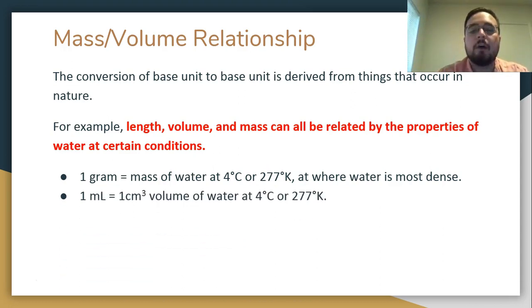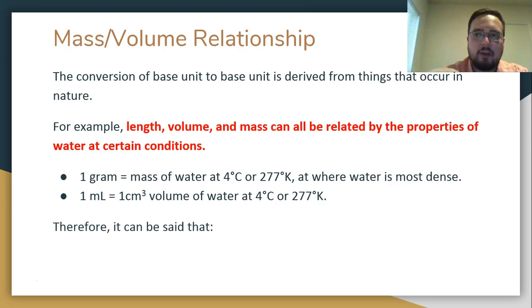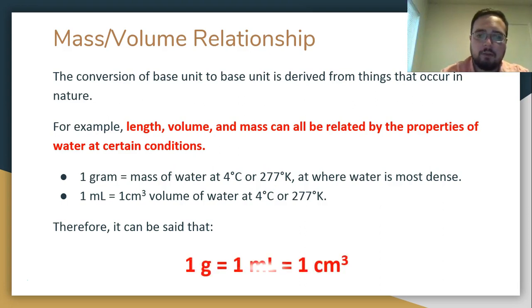So another thing is that 1 milliliter of water is also equivalent to 1 centimeter cubed volume of water. So that's a centimeter by centimeter by centimeter. That makes a little cube. So 1 milliliter is equivalent to 1 centimeter cubed, and it's at these exact same conditions. So based off that, we can create a relationship between mass, volume, and length, which mass is defined by gram, volume is defined by milliliter, and then centimeter describes length. And so you can create something like this.